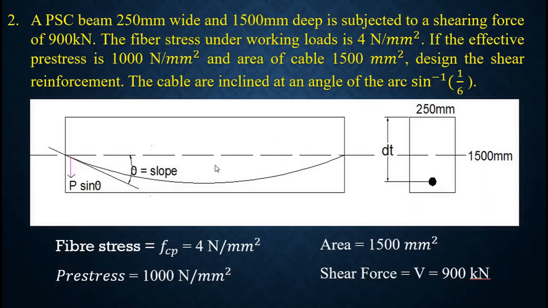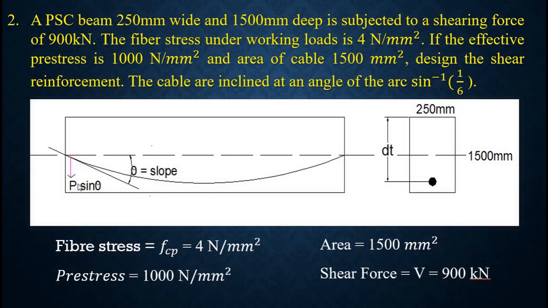In the diagram, you can see this is a longitudinal section, this is a cross section. The cross section dimension is 250 mm wide. The complete depth, or overall depth, is 1500 mm, and dt is measured from the center of the cable to the top. And in the longitudinal section, we have a parabolic cable. For that, a tangent is drawn. It has a slope, measured from the neutral axis up to the tangent.